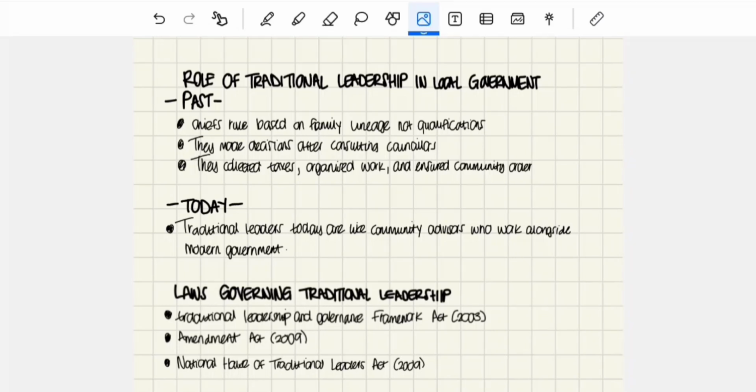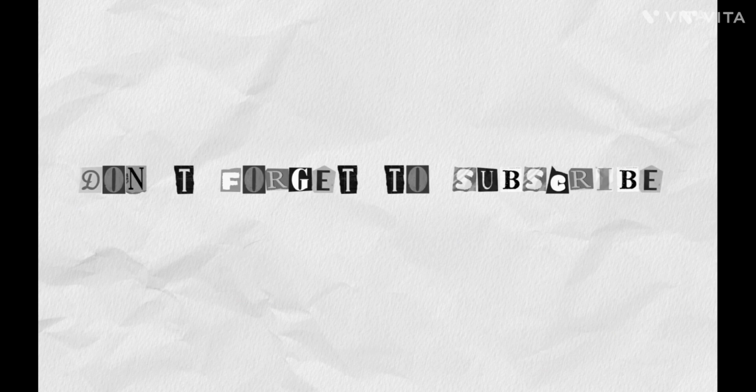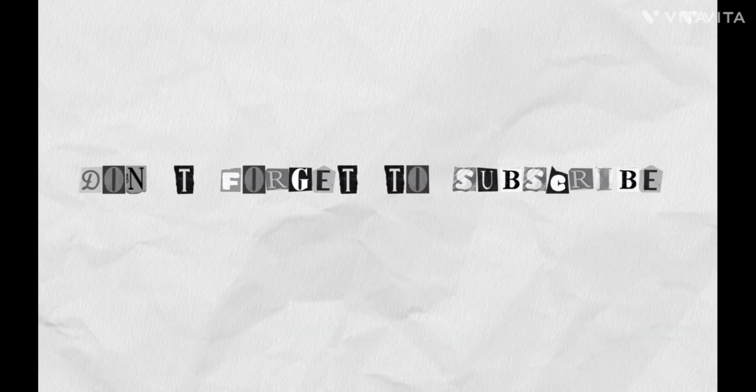Then lastly, the structures of traditional councils: 40% are elected by the community and at least one third must be women. And then houses of traditional leaders must be created by provincial or national law and give advice on customary law and cultural matters.